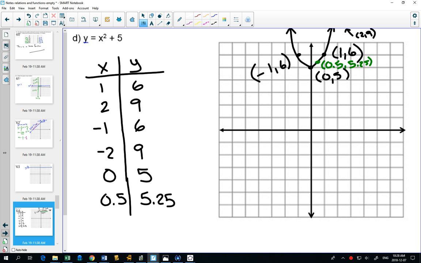Yes? Isn't that like a quadratic? It is a quadratic. Yeah? Yes. Very nice. I knew it was coming. Hold on. It is a quadratic equation or quadratic function, and the graph has a special name. It's called a parabola.